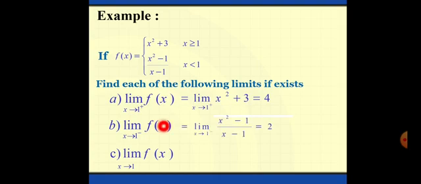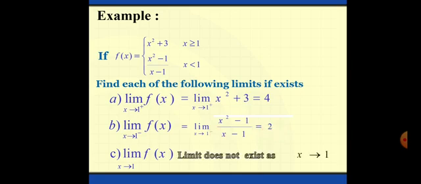Now find the limit of f of x when x approaches 1 from the negative side. So we have the limit of x squared minus 1 over x minus 1 when x approaches 1. You cannot use the direct substitution here. You have to factorize the numerator into x minus 1 and x plus 1. So you will find this fraction equals x minus 1 times x plus 1 over x minus 1, which is x plus 1. Use the direct substitution now, and you will find 1 plus 1, which is 2.